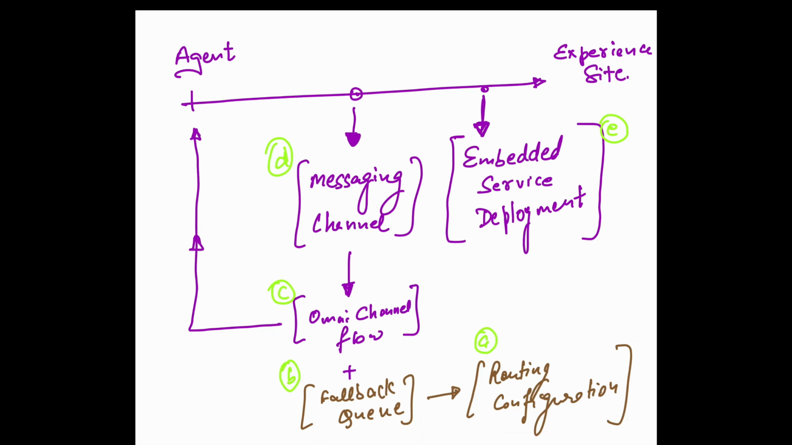So we need to start with the routing configuration. This is our first step. First we need to create a routing configuration, then a fallback queue, then an omni-channel flow, then a messaging channel, and then an embedded service deployment. So these 5 steps we need to do so that we have everything in place and get our agent deployed to the experience site. In the next lecture, we'll start with the routing configuration.